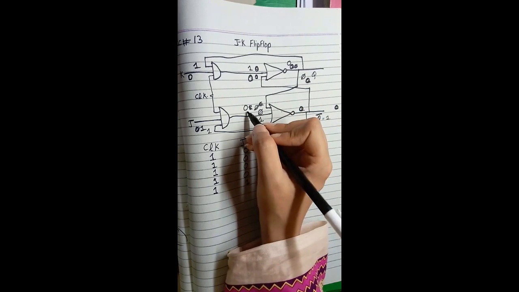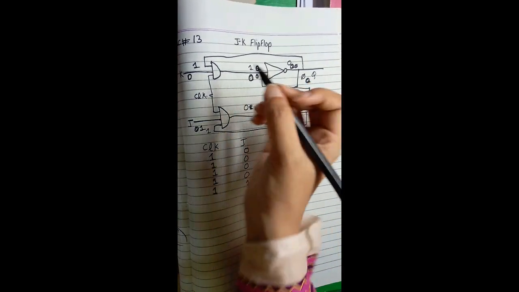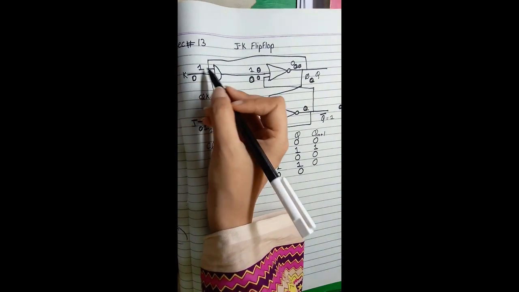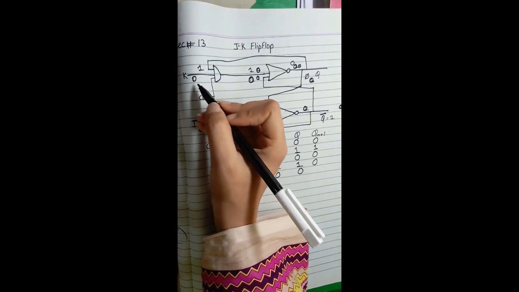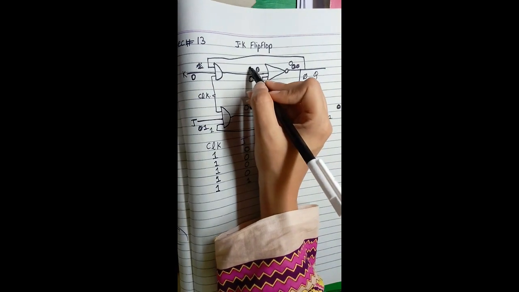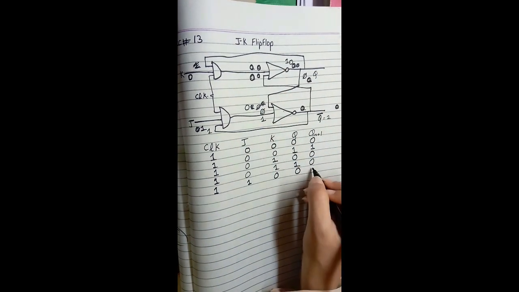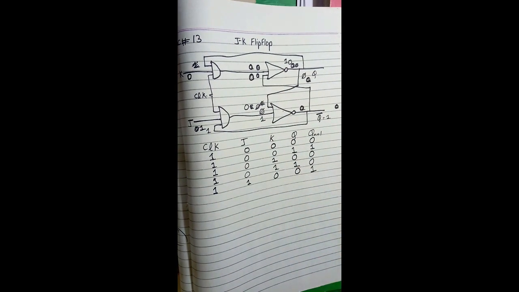So when we take it as 1, these all three 1 will give us 1. The other input is 0. 1 and 0 will give us 0. Here we go, the input is 0. Here our k is 0 and the clock is 1. So 0 and 1 will give us 0. 0 and 0 will give us 1 output. So here our output is 1.